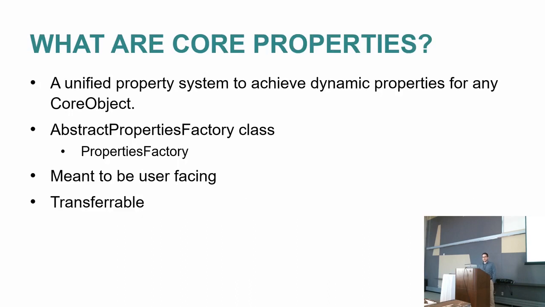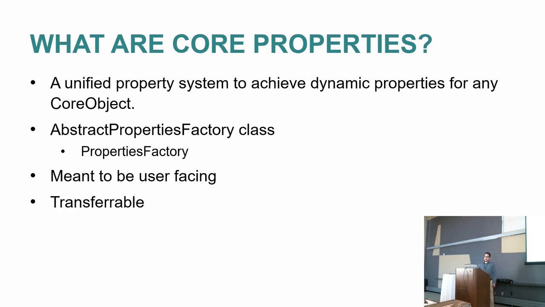So core properties. Core properties are a unified system of dynamic properties for any core object. What that means is we can have properties recognized by our core system on anything that extends a core object. So you could read into that, not just snappers. And we'll get into a little bit on how that's done later on.